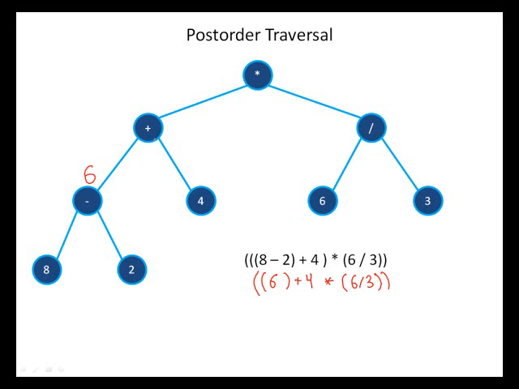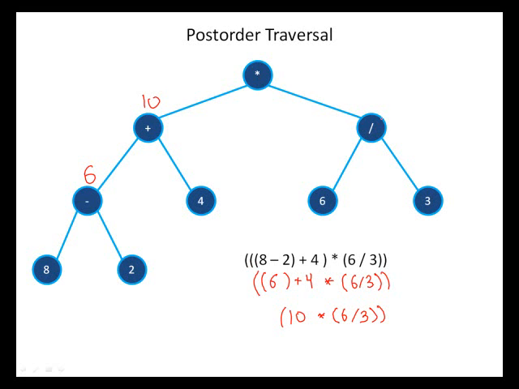Now moving back up to this node, we know what the value of the left subtree is, and we know what the value of the right subtree is. So we can add 6 plus 4, and we can get a value of 10 for this node. We have our new expression, and we can replace this with 10. So now at this node, we know what the value of the left subtree is, but we still need the value of the right subtree before we can complete this.